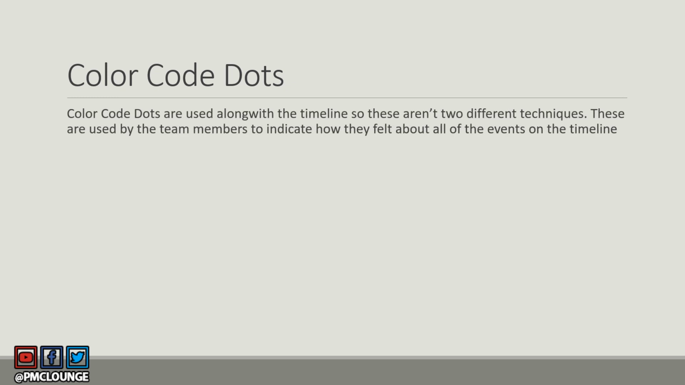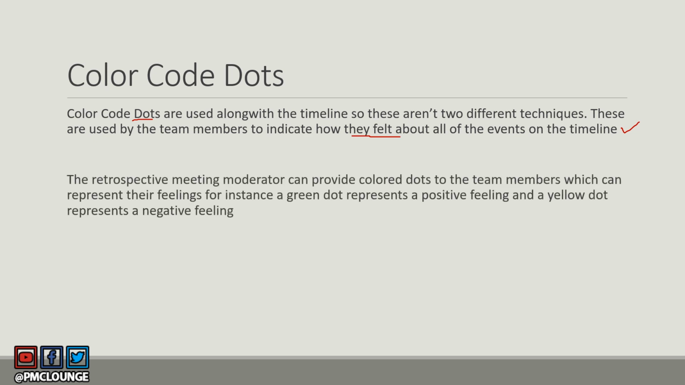So the next step after your timeline is ready is color code dots. Now these are basically dots, and these are used along with the timeline. So these two are not two different techniques. You have a timeline and then you use color code dots. These are used by the team members to indicate how they felt about all the events on the timeline. Very, very important here, right? They are talking about how they felt about each of the events or activities that you see on the timeline.